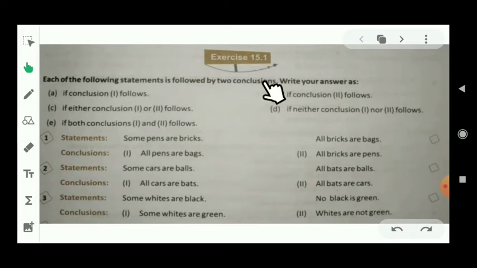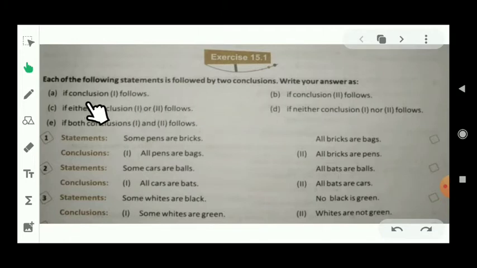Let's see exercise number 15.1. Each of the following statements is followed by two conclusions. In each and every question from this exercise, two statements and two conclusions are given. From the statements and conclusions, you have to pick the right option from these options.